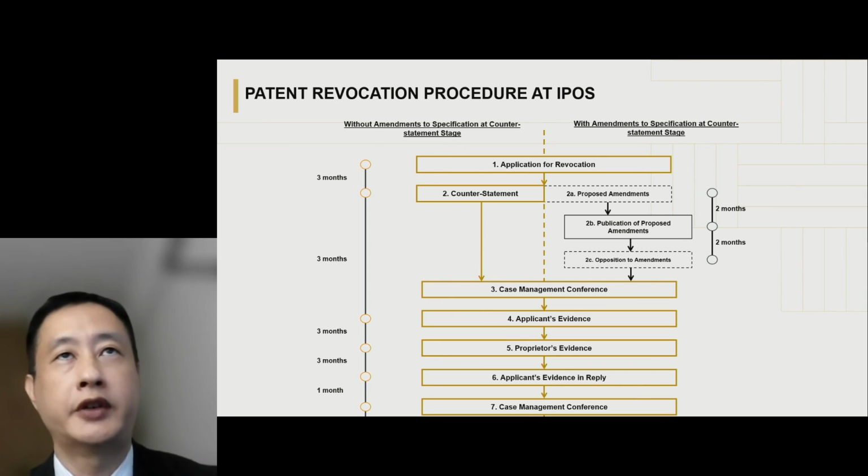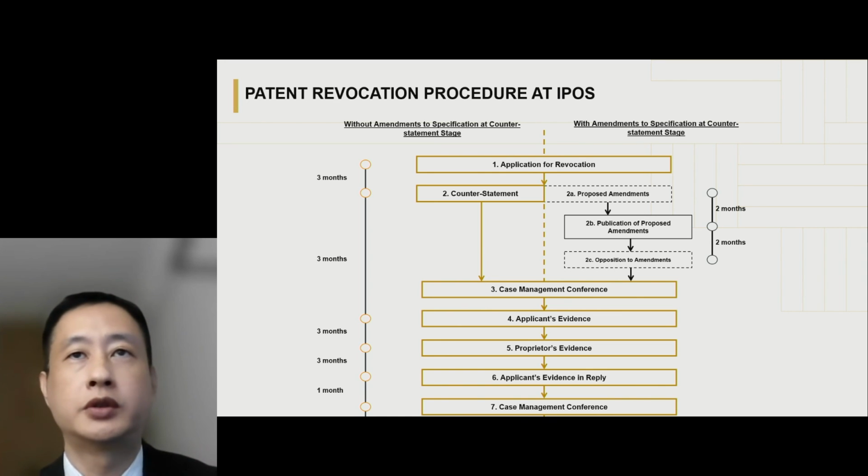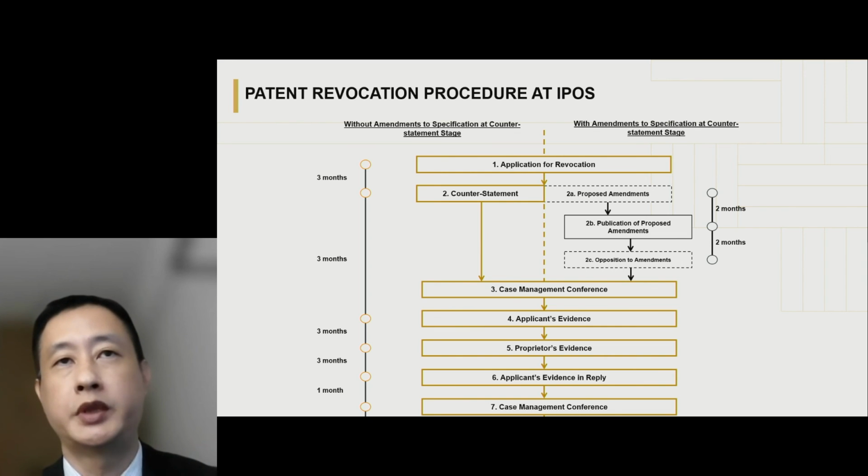The patent revocation procedure at IPOS follows a very fixed timeline and very specific steps. I will not go through the revocation procedure in detail. It really depends on whether proposed amendments are made in the counterstatement stage. But it starts with an application for revocation. There is a statement, there is a counterstatement, and then proposed amendments. And then there is a series of case management conferences where the applicant's evidence and the proprietor's evidence is heard. Next slide, please.